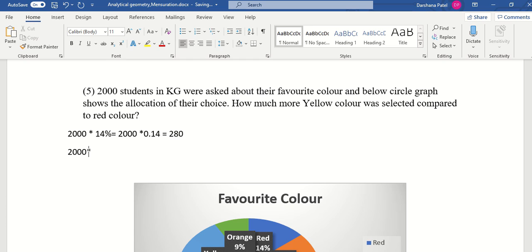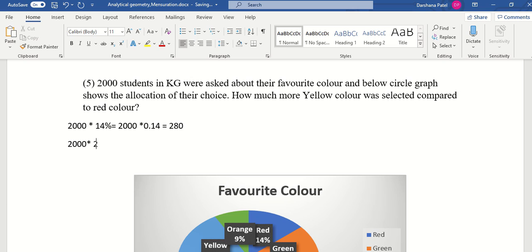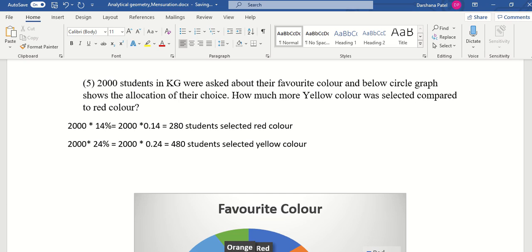Now, how many students selected yellow color? Yellow color is 24%. So 2000 times 24%, which is 2000 times 0.24, which is 480 students. So 280 students selected red as their favorite color, and 480 students selected yellow as their favorite color. So 480 subtract 280 is 200 students.